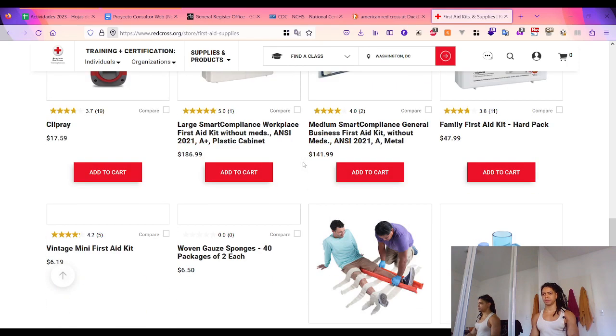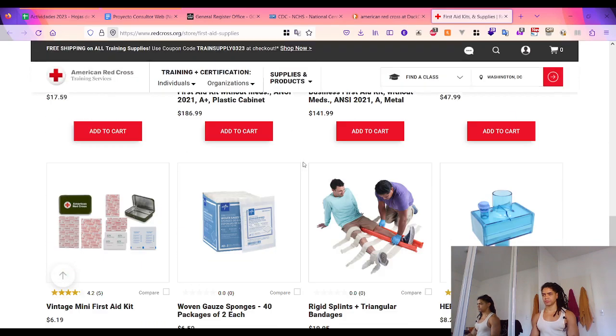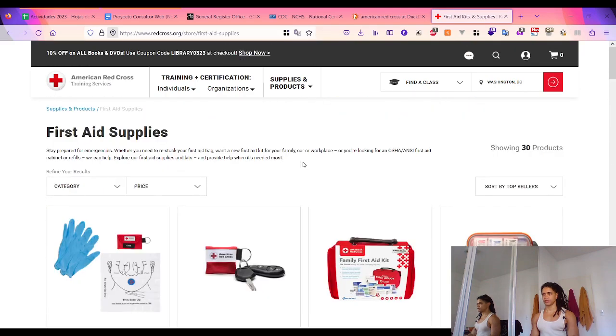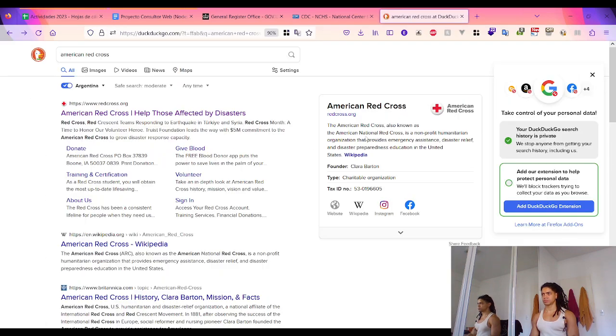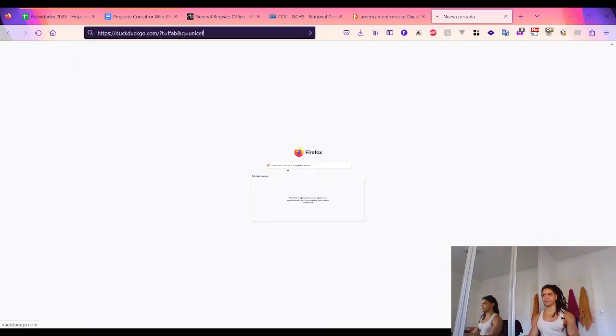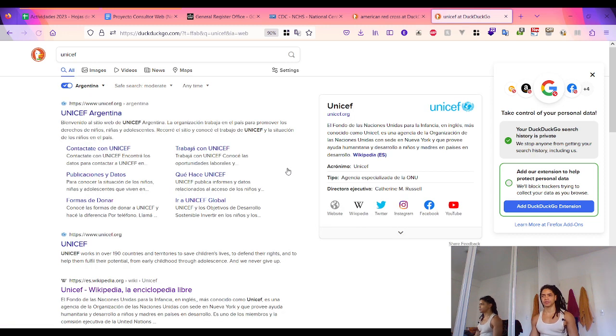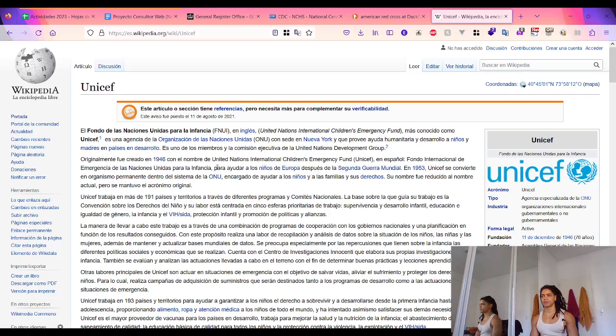Exactly, a simple e-commerce. Yep. Like the American Red Cross or UNICEF, the United Nations International Children's Emergency Fund.